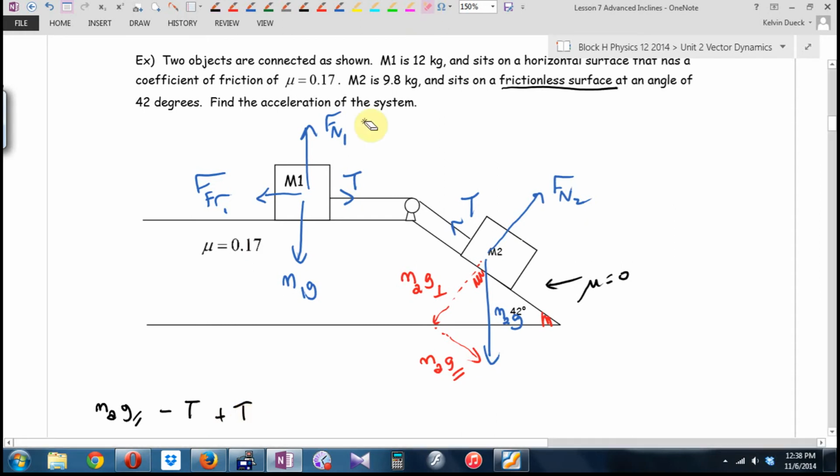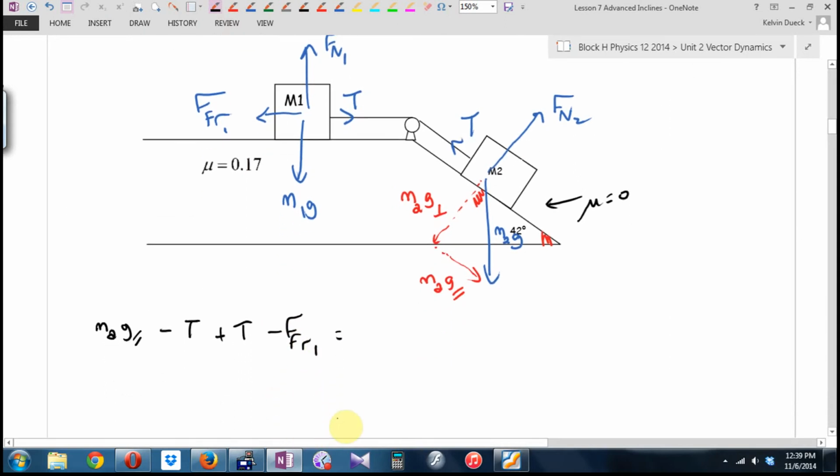Common mistake, Riley. Kids want to put M1G. Is M1G in the same direction as the rope? Then don't be including it. What else is in the same direction as the rope that I haven't included yet? Friction, winner or loser? Have I written forces from more than one mass on the left-hand side? Well, then I better have more than one mass on the right-hand side.